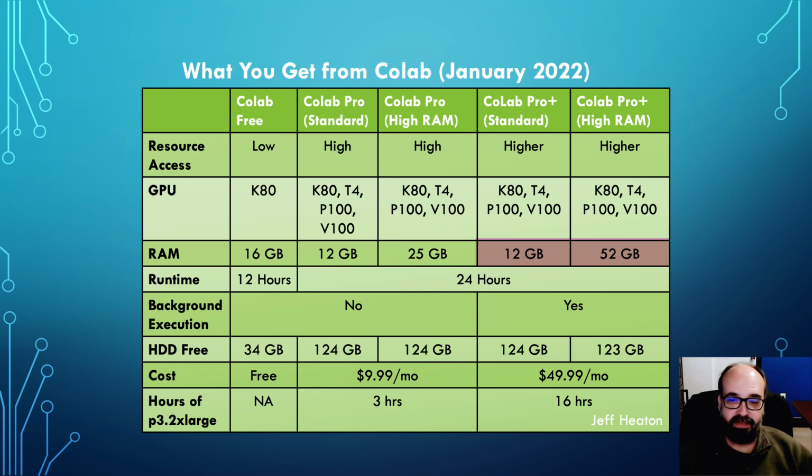This aspect of it I find amazing. 52 gigabytes of RAM. You have a lot of extra space you can use when you flip into that high RAM mode. You're just getting a lot of extra RAM that you have access to. Now, the standard RAM size on Pro and Pro Plus are the same. Your runtime is also the same, 24 hours.